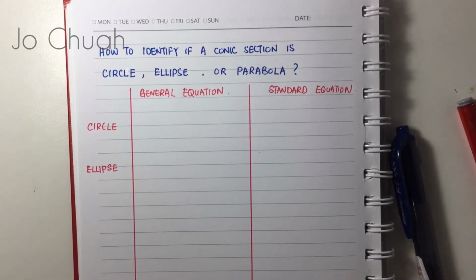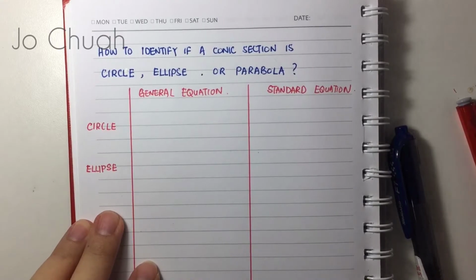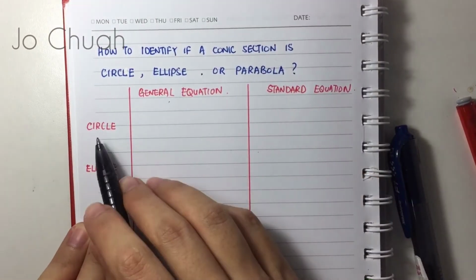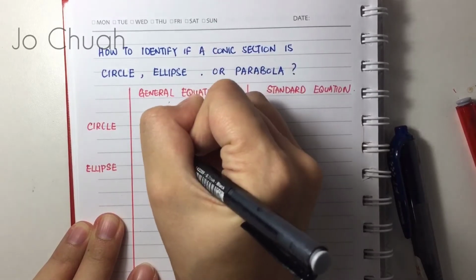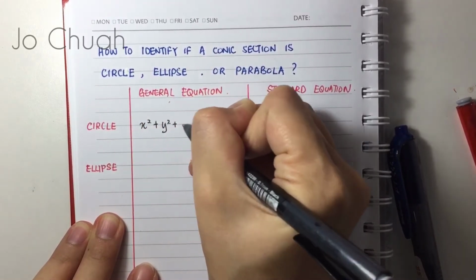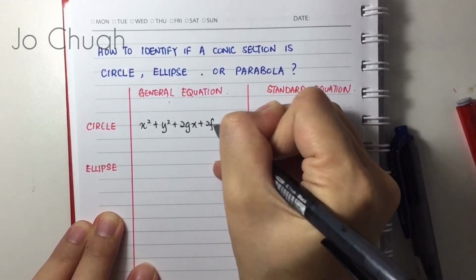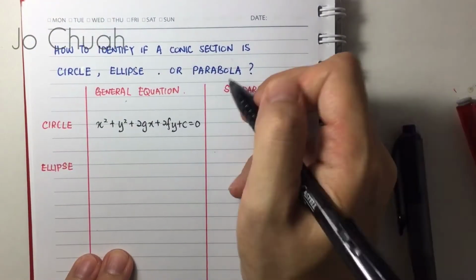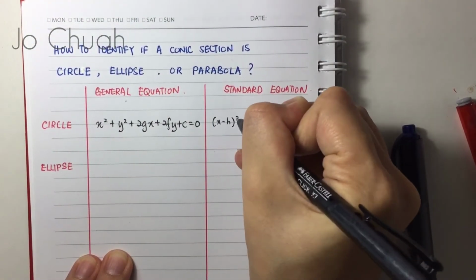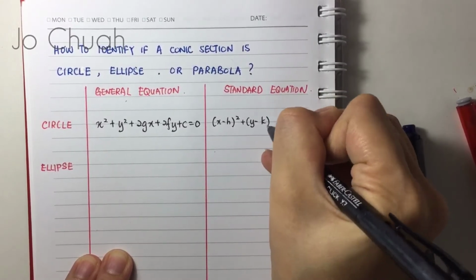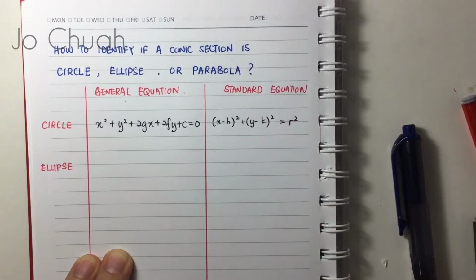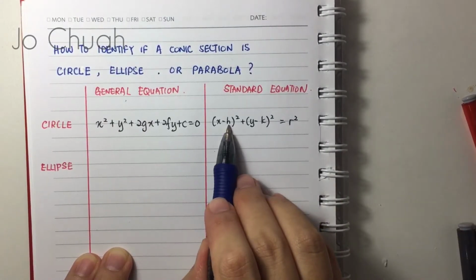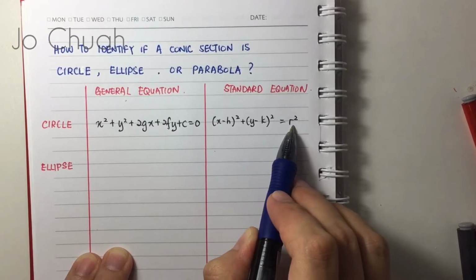Hi everybody, today we're going to talk about how to identify if a conic section is a circle, ellipse or parabola. For the general equation of a circle, it will be x squared plus y squared plus 2gx plus 2fy plus c equals 0. The standard equation will look like (x minus h) squared plus (y minus k) squared equals r squared. So this is the center (h, k), and this is the radius.